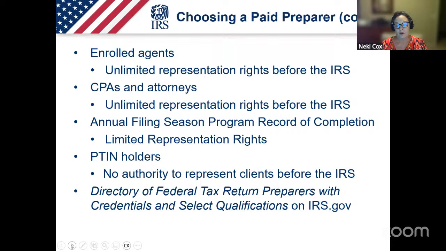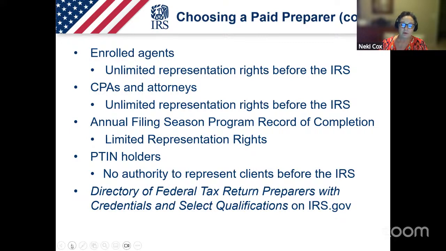So to learn more about enrolled agents, you can either do a search for something called Treasury Department Circular 230, or you can visit irs.gov and just type in enrolled agents in the search box.